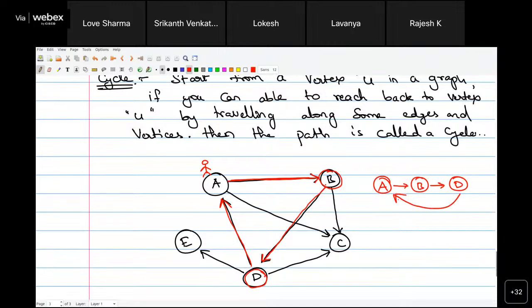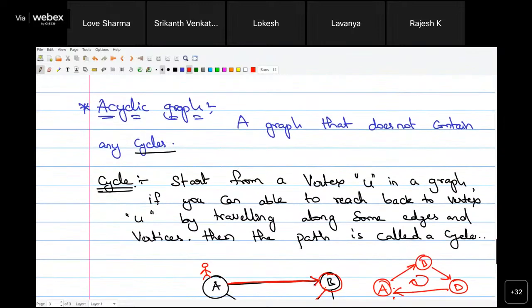So path is actually a series of vertices along with edges. So this particular path is called a cycle. So now you got a cycle. The cycle is like a triangle. So a to b, b to d, d to a. So this forms a cycle. So if these kind of cycles are there, then that particular graph is called a cyclic graph. If you don't have any cycles in your graph, then those graphs are called acyclic graphs.